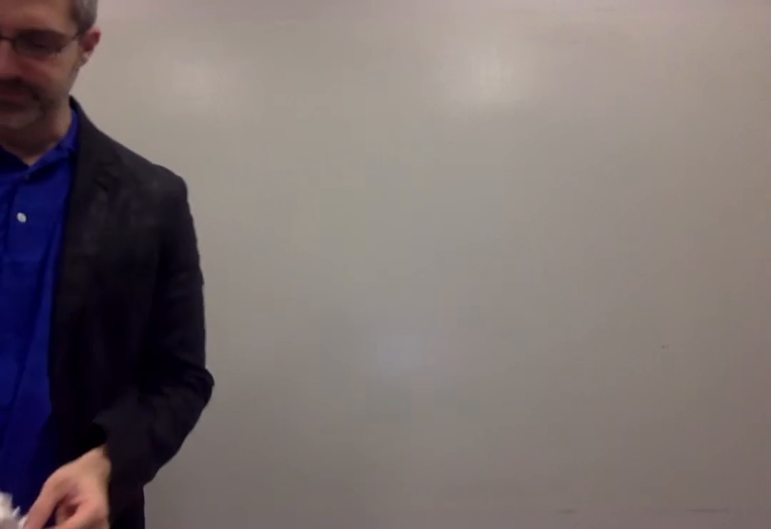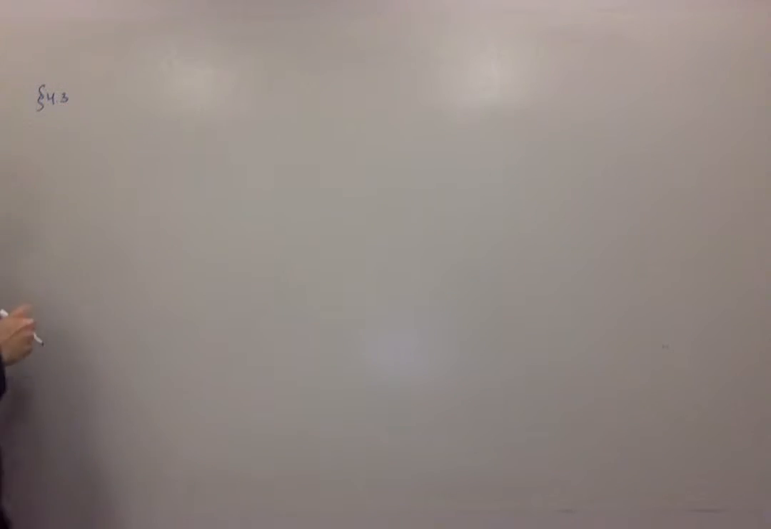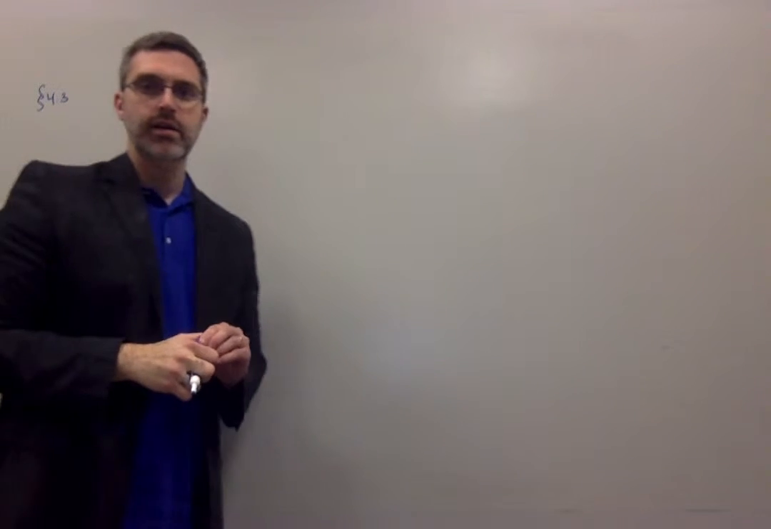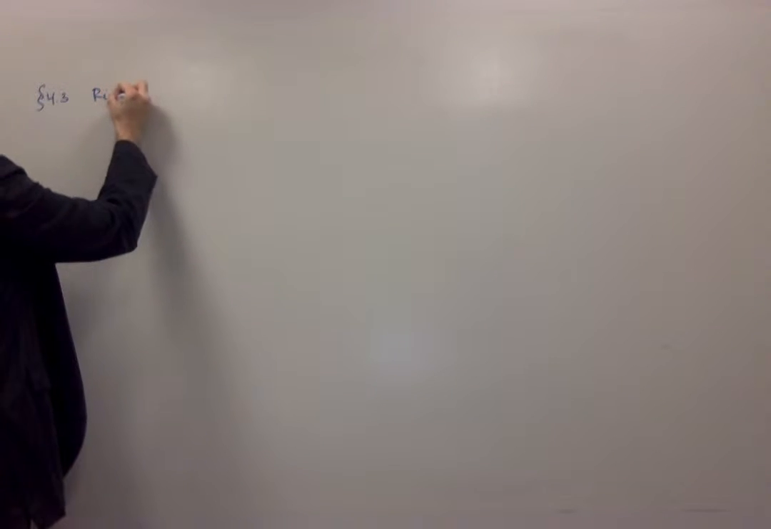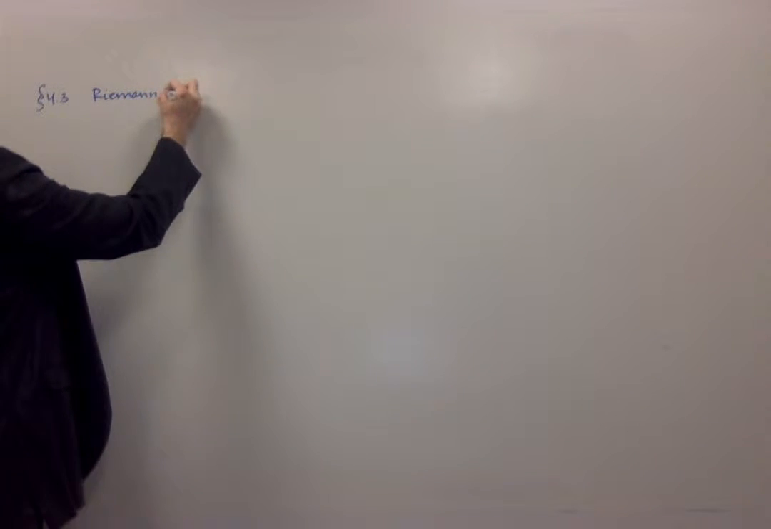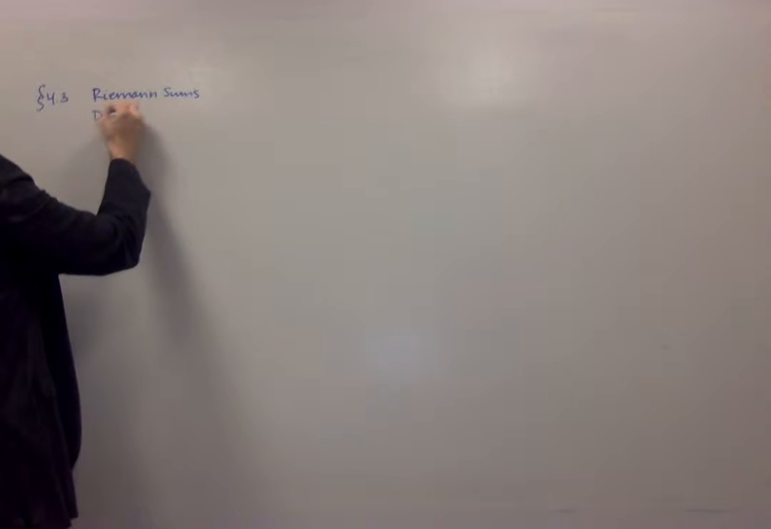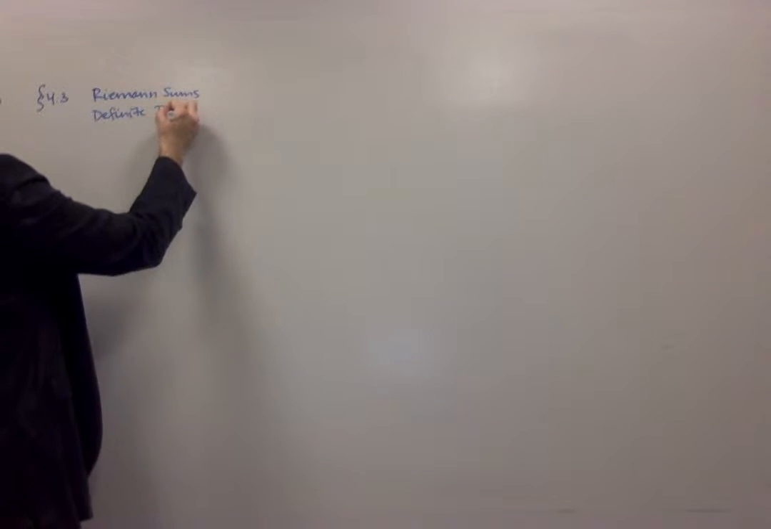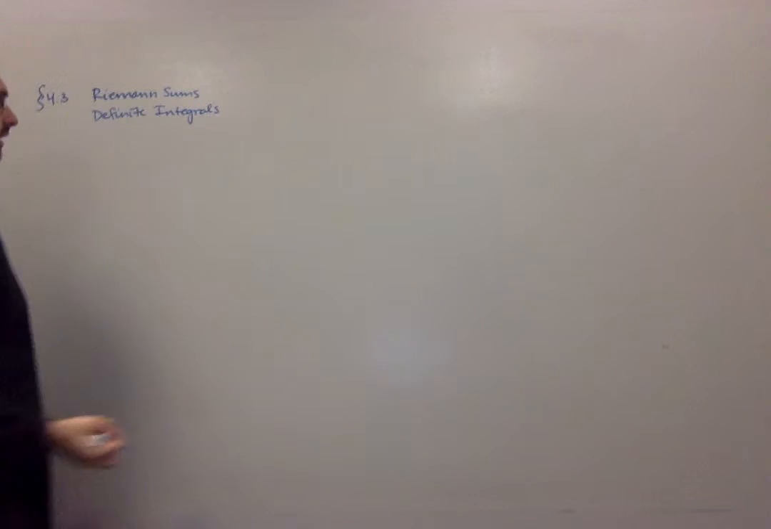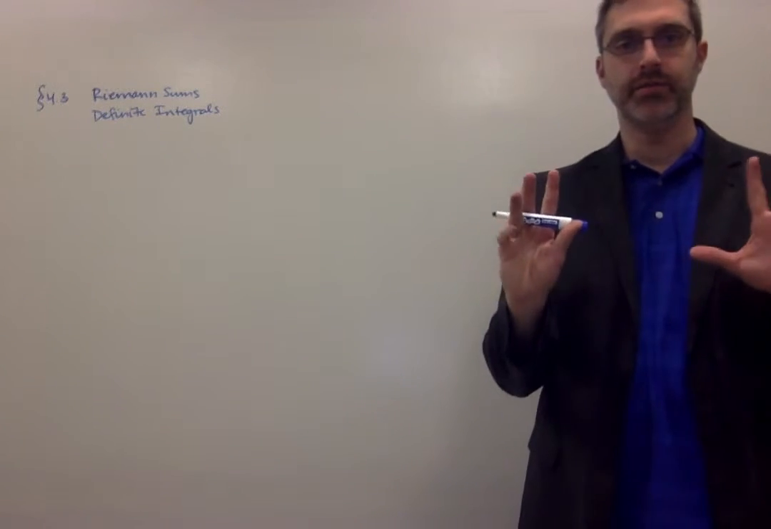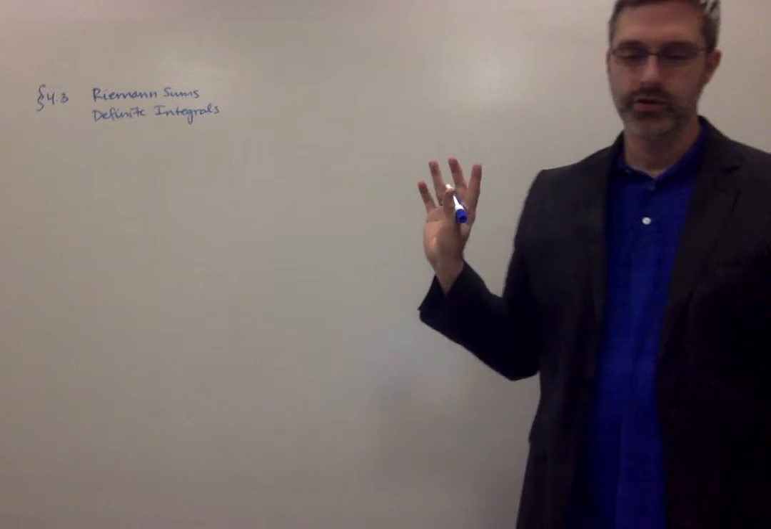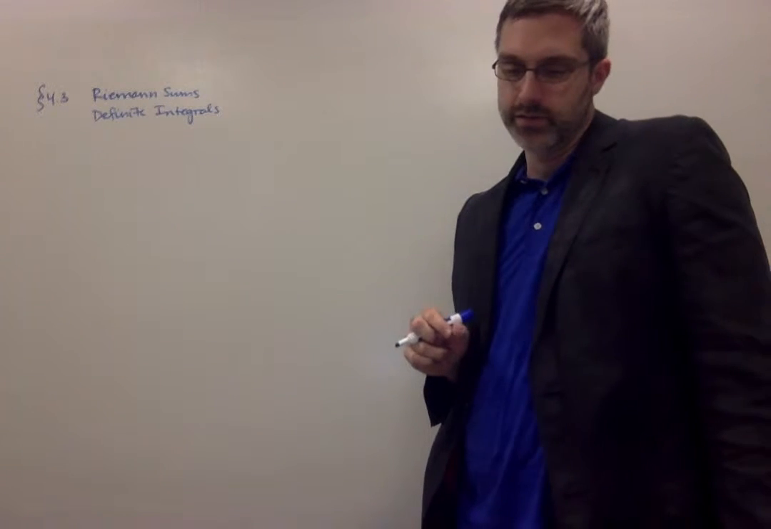All right. So now we're jumping into section 4.3, which is again a continuation of areas under curves, but this is called Riemann sums and definite integrals. And I'm going to give you definitions for both of those things. They're not really new concepts, but we just need to bring together everything that we've done to put this in one place, okay?